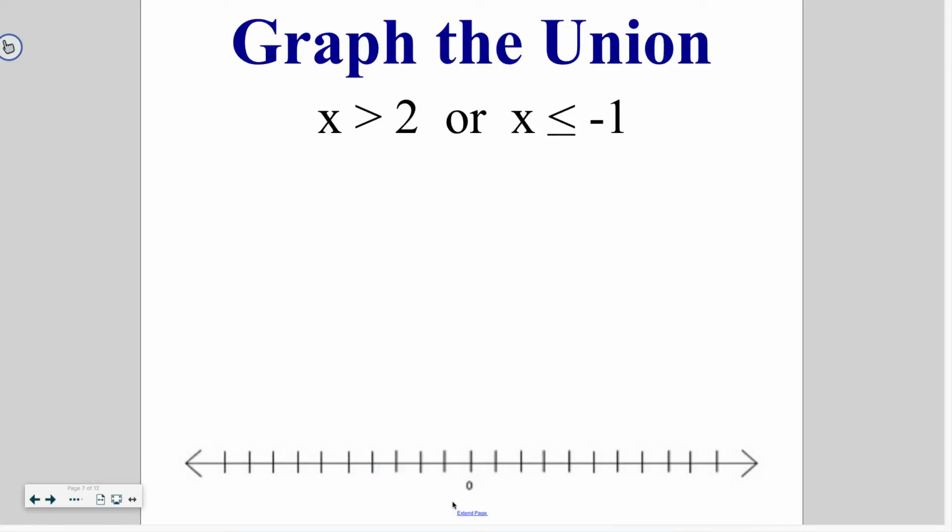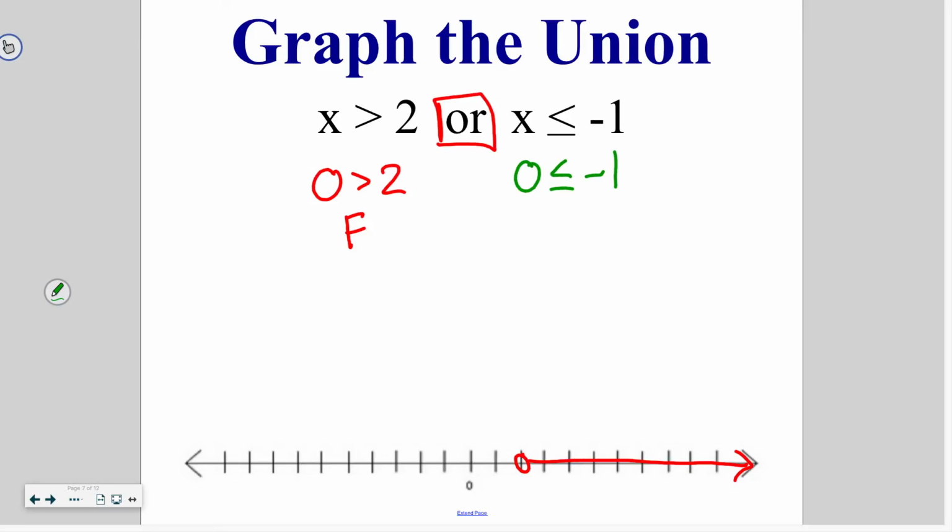The other thing that we're looking at is the union, or these inequalities that are connected with the word or. Again, if we're doing this simple form, we're going to plug in 0 to test. 0 is greater than 2 is a false statement. So I've got my open circle at 2, and we are moving to the right. Then I come over and I test the second one. 0 is less than or equal to -1. Again, that is a false statement, so I have my -1 filled in circle going to the left.